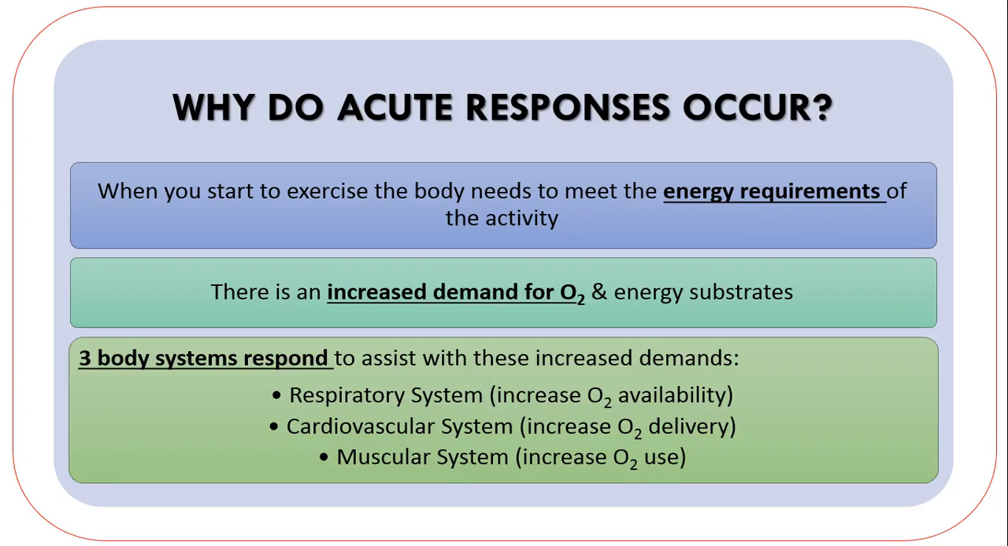So the way that our body does this during exercise is that our respiratory system will kick into gear, and it'll do things that help us increase our oxygen availability. Our cardiovascular system will also increase its rate of work, and it will aim to deliver more oxygen to those working muscles. And then our muscular system will do some things that help us get better at using more of the oxygen that's being delivered to our muscles. So this session will look at what our respiratory responses are specifically.